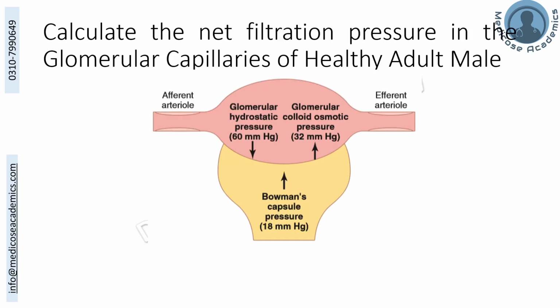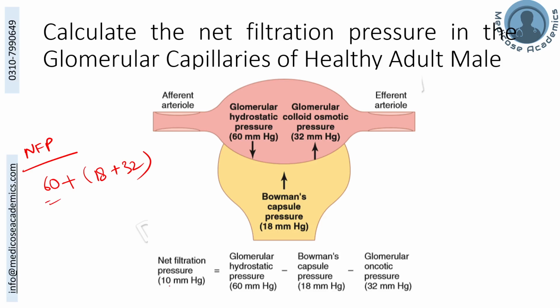So starting from the normal physiology, you have the normal values of these Starling forces. Let's see if we can calculate the GFR. To calculate the filtration, first we have to calculate the net filtration pressure. As you can see, this force is favoring filtration, plus these two are hampering filtration, 18 plus 32, and we get the net filtration pressure, which comes out to be 10 millimeters of mercury.